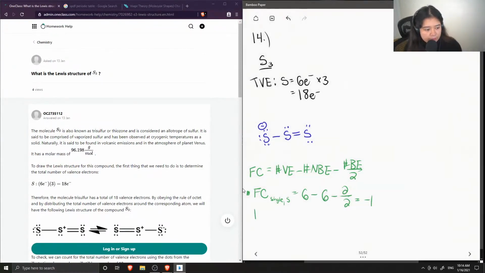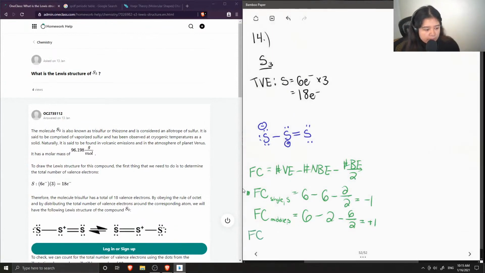And now let's calculate the formal charge of the middle sulfur atom. There are still 6 valence electrons. This time there are only 2 non-bonding electrons. And there is a total of 3 bonds, so we have 6 bonding electrons divided by 2. So 6 minus 2 minus 3 is positive 1. So this sulfur has a positive charge.